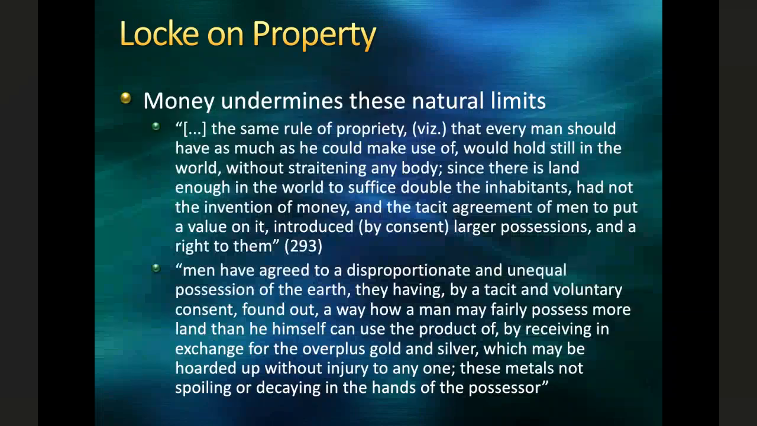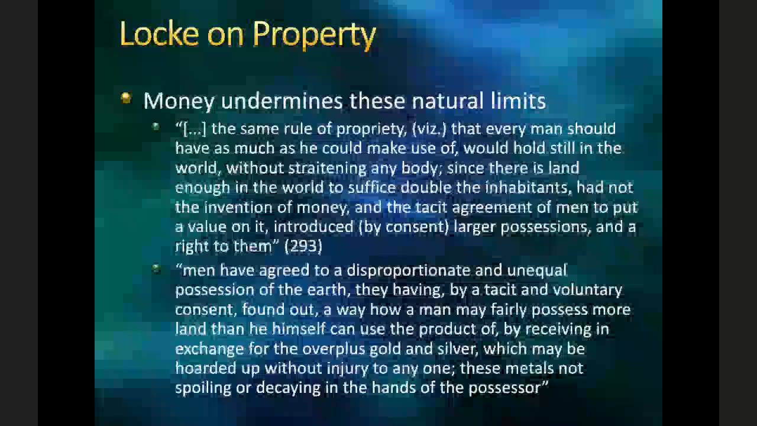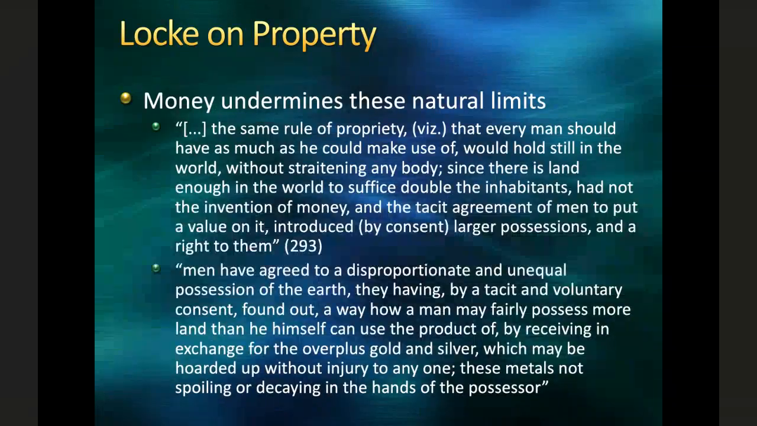And for Locke, this is the root of inequality, as he writes on page 302, that men have agreed to a disproportionate and unequal possession of the earth, they having, by a tacit and voluntary consent, found out a way how a man may fairly possess more land than he himself can use the product of, by receiving in exchange for the overplus gold and silver, which may be hoarded up without injury to anyone, these metals not spoiling or decaying in the hands of the possessor. And so this also raises a question of interpretation.